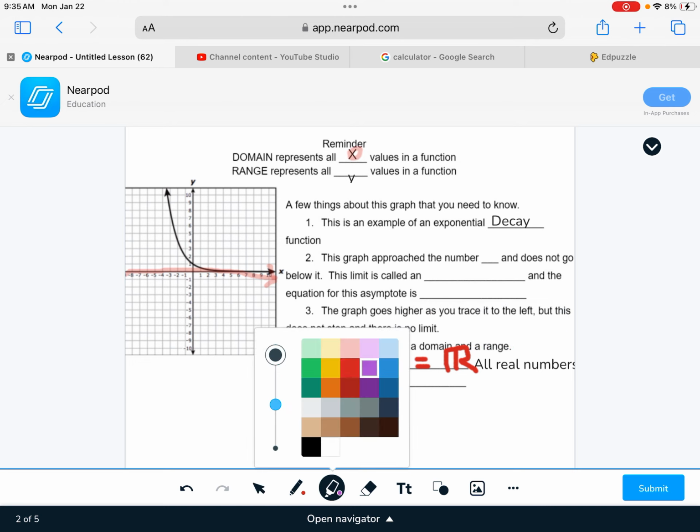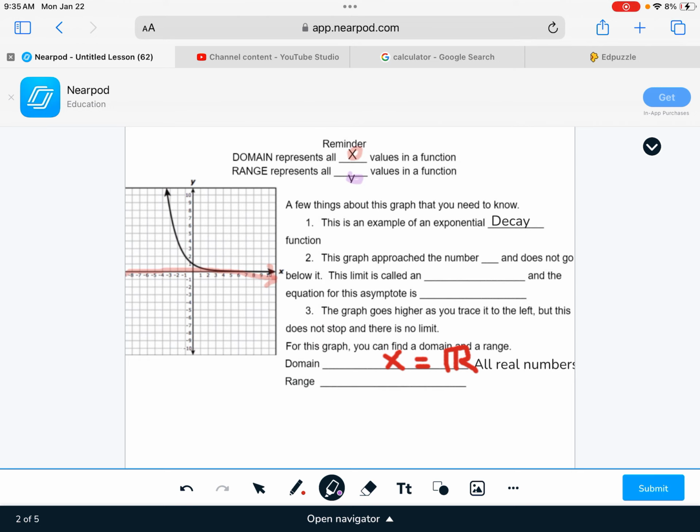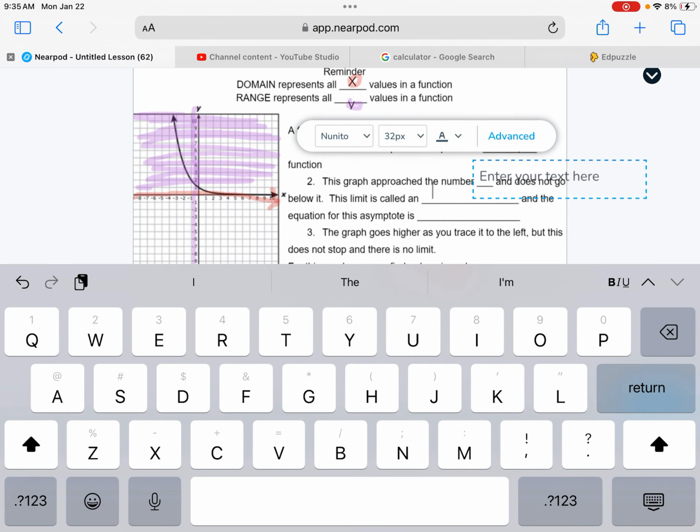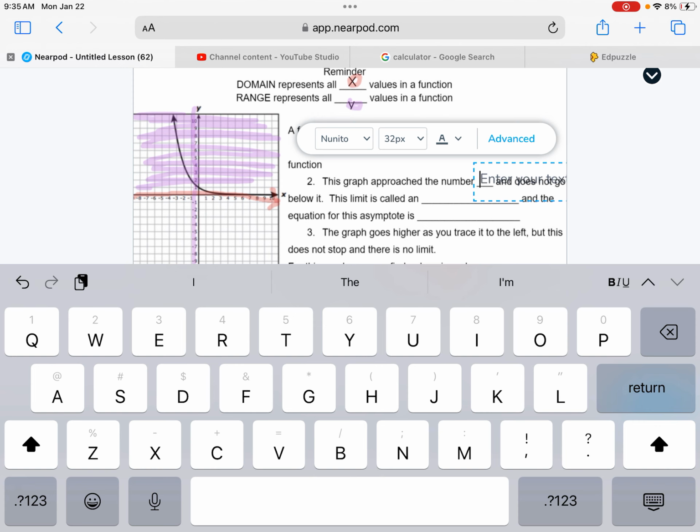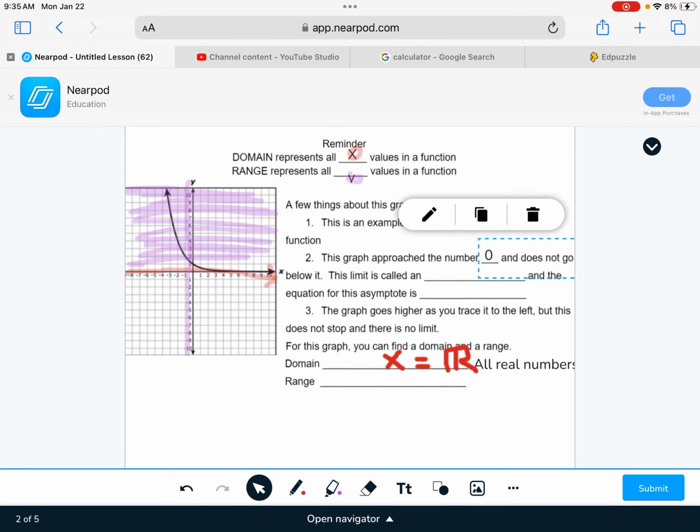The range is going to be where we start getting a little bit crazy, because with that range, it talks about going up and down. And I can see where that graph is up here above the x-axis. However, it slows down as it approaches the x-axis. It actually never crosses the x-axis. It approaches the number 0 on that y-axis there, and it never actually goes below it.